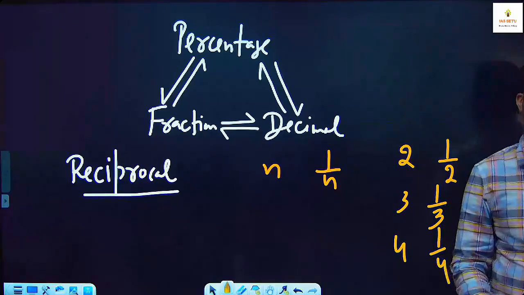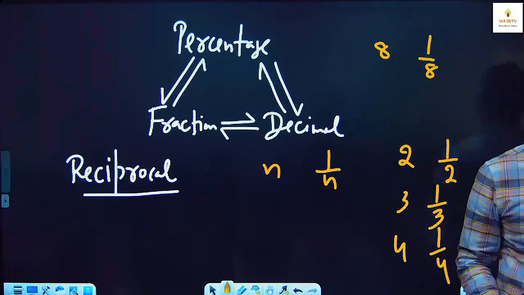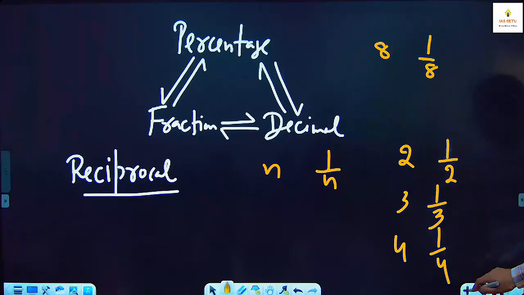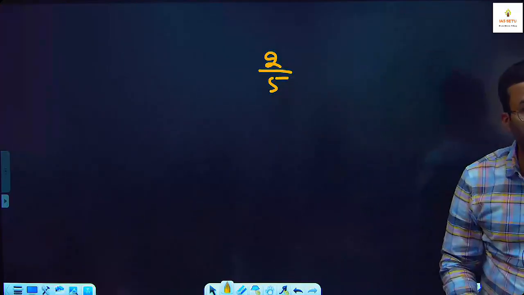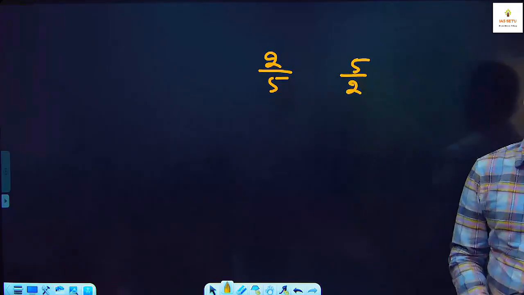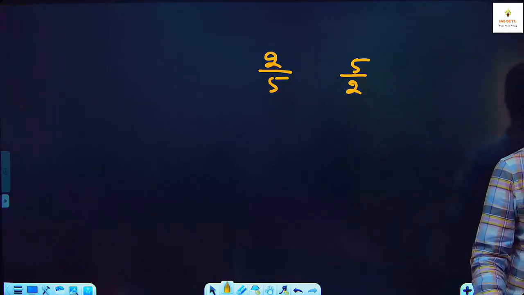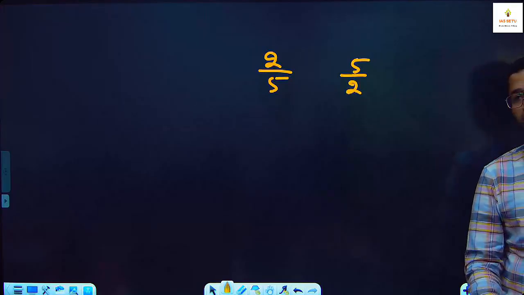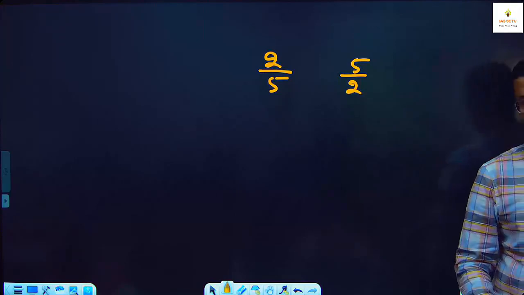Reciprocal of 8 is 1 by 8. And even like you have 2 by 5. If we have to find reciprocal of 2 by 5, ulta ho jayega, 5 by 2. Reciprocal of 2 by 5 is 5 by 2. Where your numerator becomes denominator, denominator becomes numerator, that is known as reciprocal. Okay.